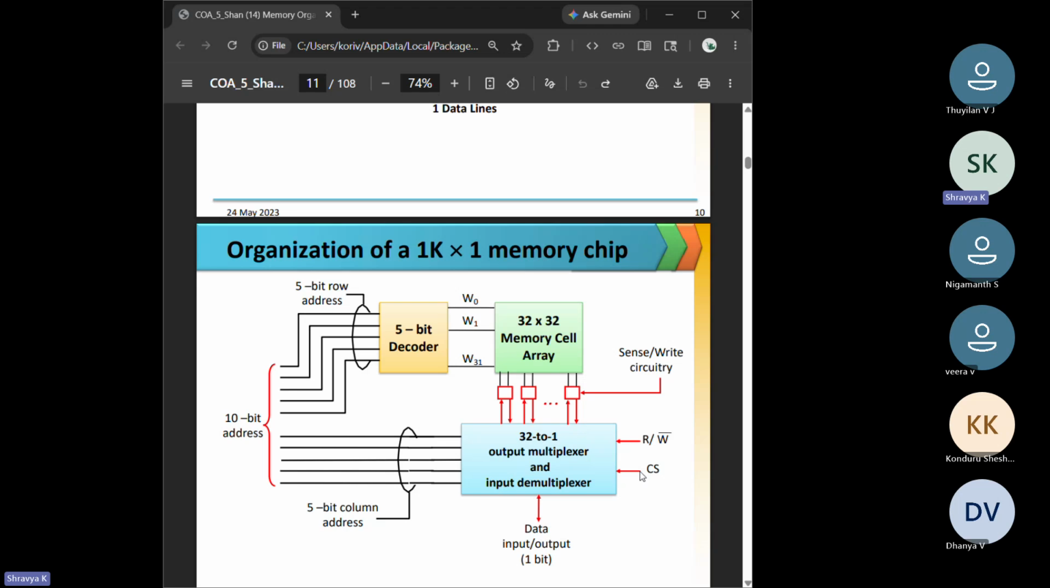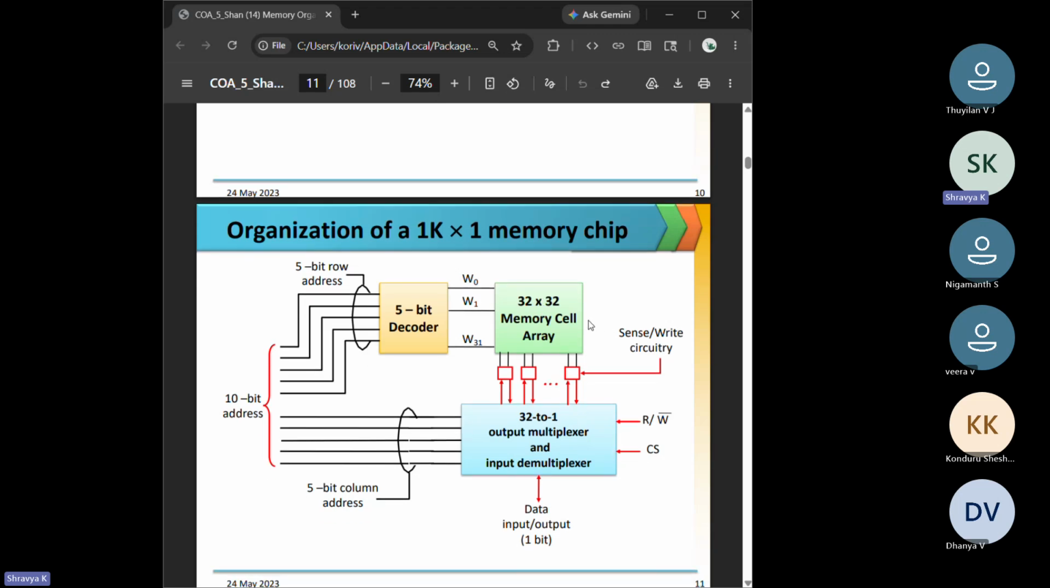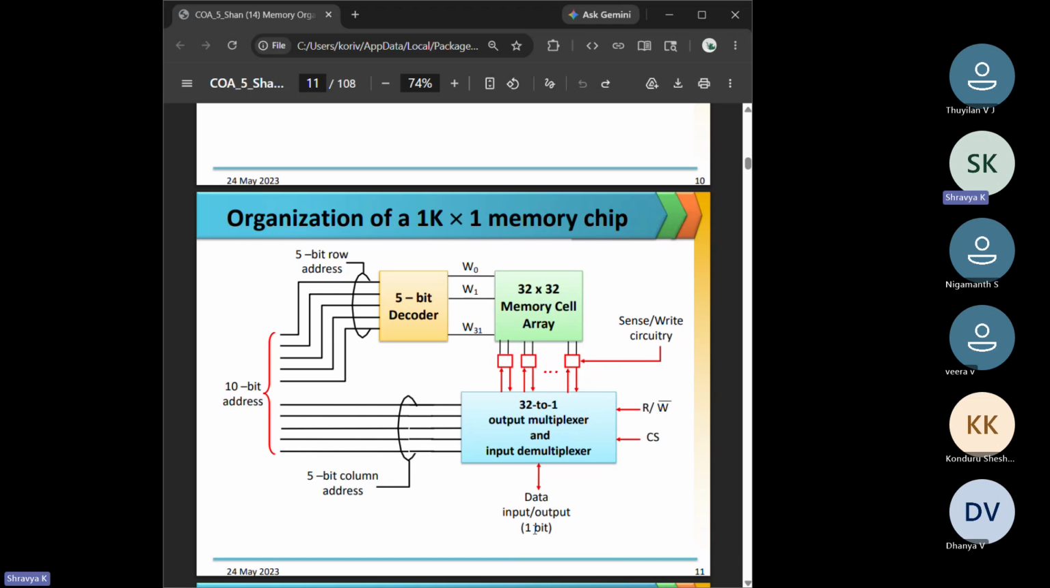And then conversely, you have the input demultiplexer over here, which goes into this same 32 by 32 memory cell array, and you get the output as required, right? You get the data input or output, which is 1 bit. So you can either have the 1-bit input go in here, and the demultiplexer will turn that 1-bit input into a 32-bit thing, and that will go into the memory cell. Or you could require an output. So here, from the 32-bit cell, you will have the output multiplexer output of 1 bit.